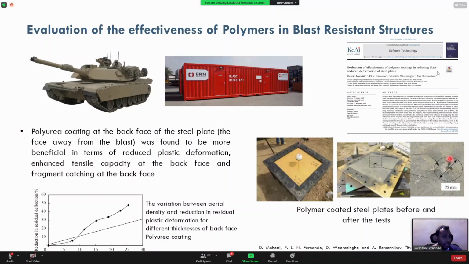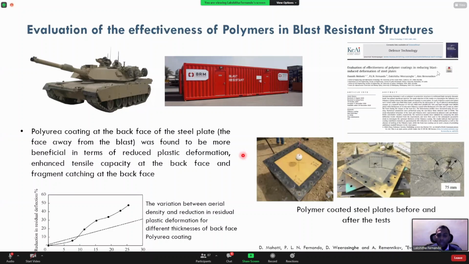Another way of enhancing the effectiveness of, say, steel to resist blast is using polymer or polyurea. So there was another experimental program where polyurea coated steel plates were tested for the same blast setup. We did a set of tests with polyurea at the front of the plate and then polyurea at the back of the plate. What we observed was that having it at the back of the plate was more effective, for the reasons I've given here.